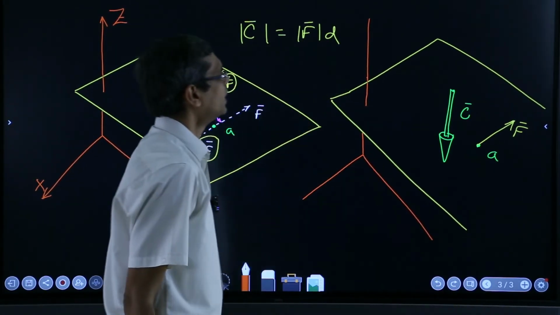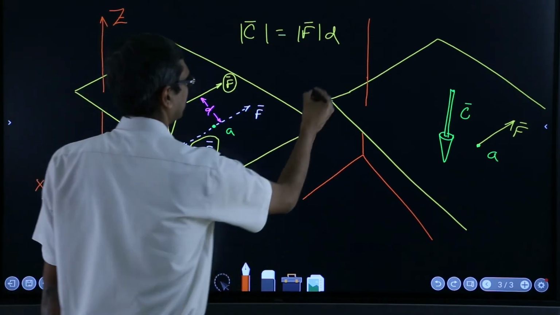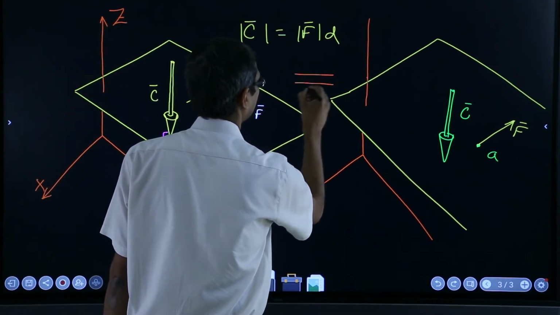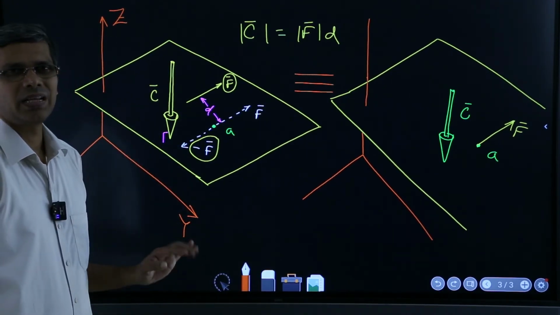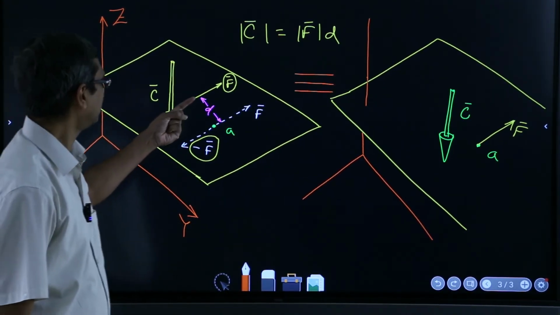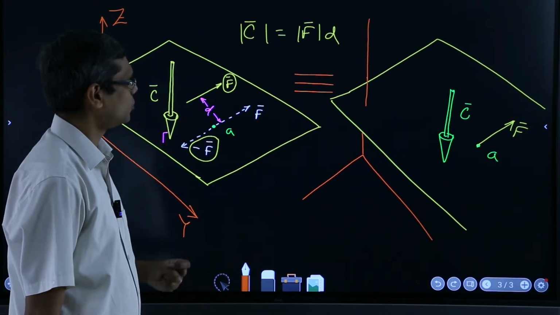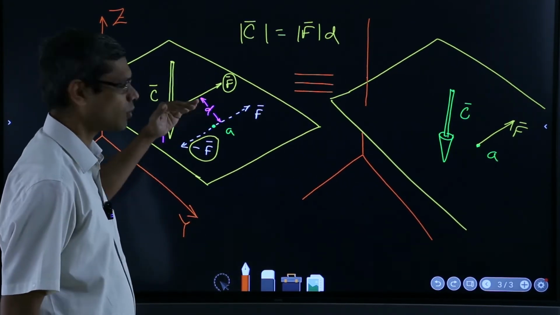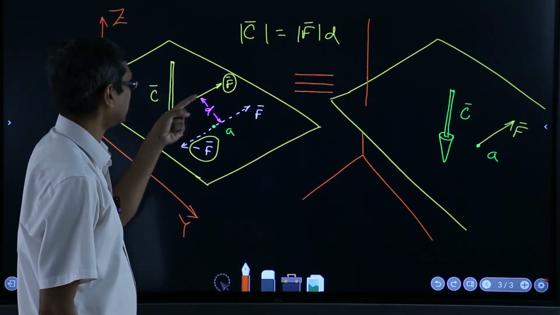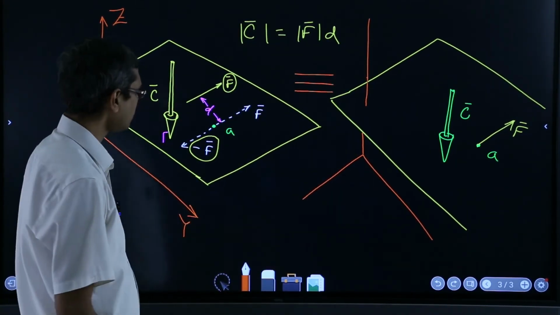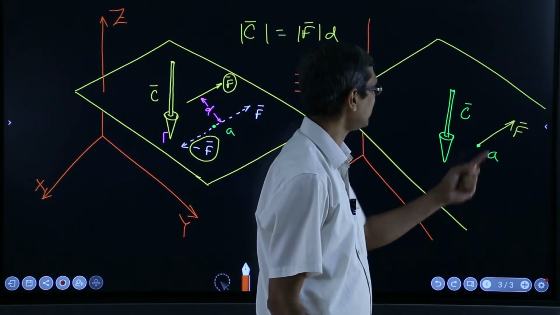Okay. So they are equivalent. I'll say that these two conditions are equivalent. So this should be clearly understood that when you move a force, you see the first condition and now what we have got. First, F vector was only there. Now we have moved that F vector.